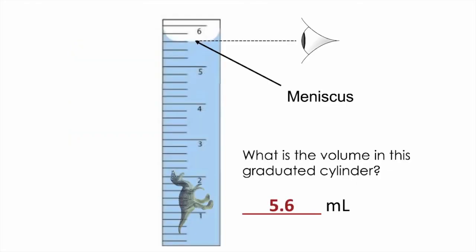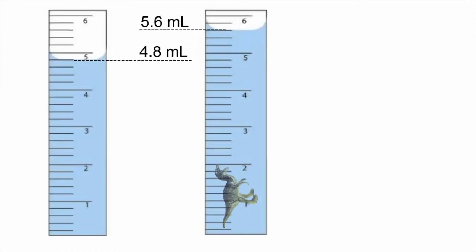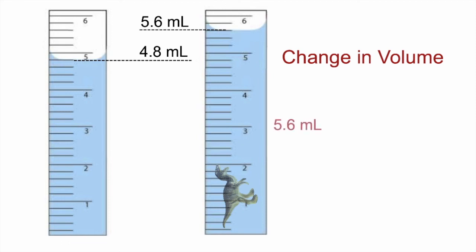The last thing we're going to do is take our first measurement and subtract it from the last one to figure out how much the water rose. So our volume is going to be 5.6 milliliters minus 4.8 milliliters, and that's going to give us 0.8 milliliters. That's how much the water rose, and that is the volume of our dinosaur.